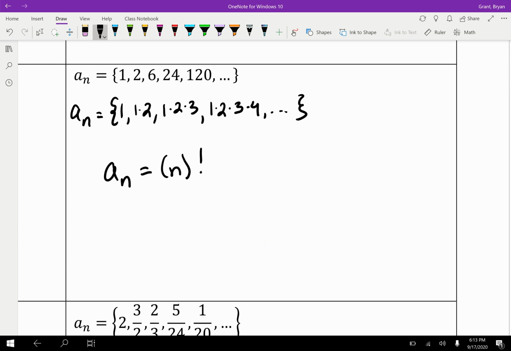Told you it was going to come back. You're going to see a factorial almost every day. Very, very commonly used in our sequences and series. They have a lot of applications for us.